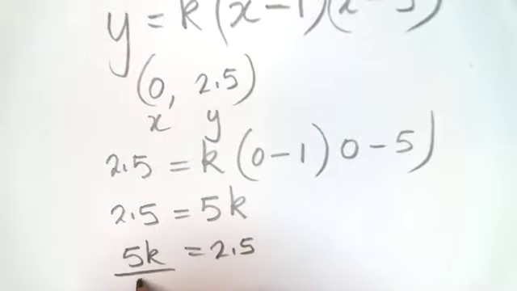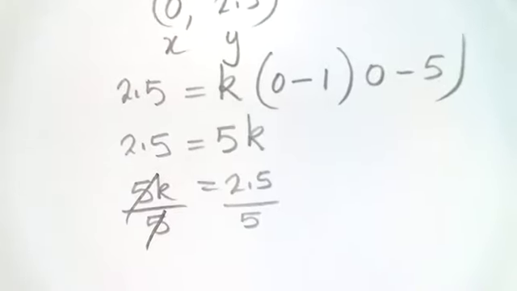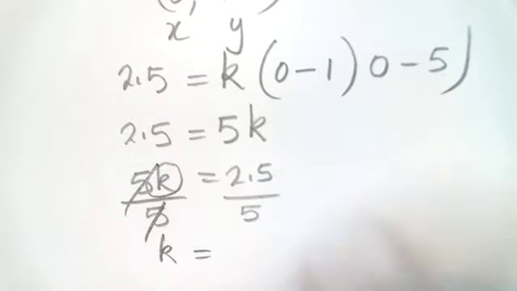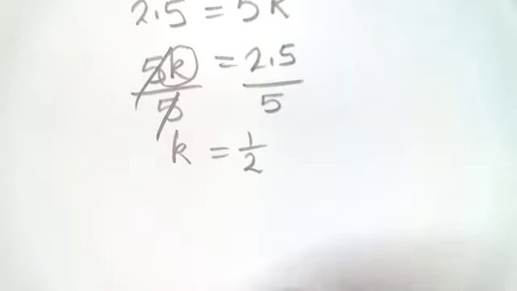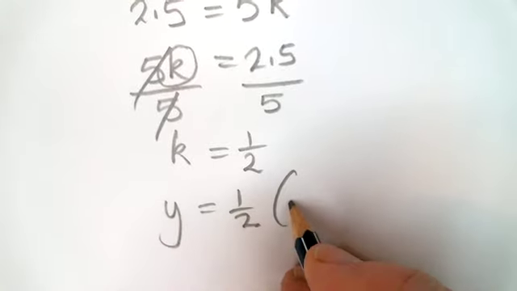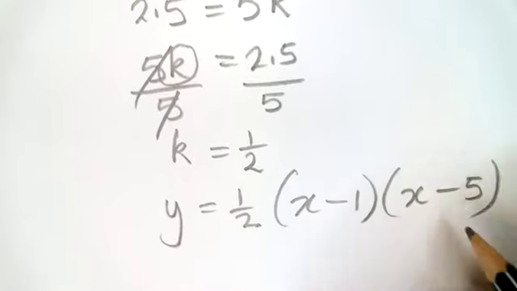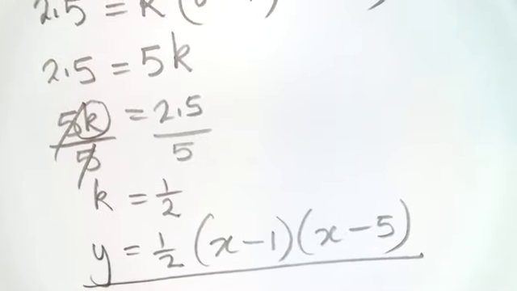And if I divide both sides by 5, there it is. Of course, 5 divided by 5 is 1, leaving me with a k. There it is. And 2.5 divided by 5 is going to be 1/2. So the equation we've now got is y is 1/2, that's my k value, times x minus 1, x minus 5. And there is my equation. Hope that makes sense, folks.